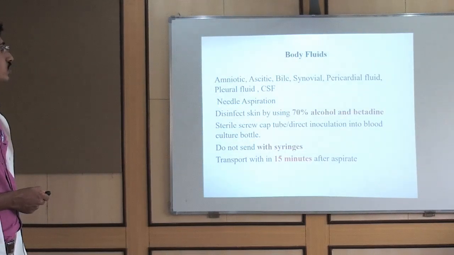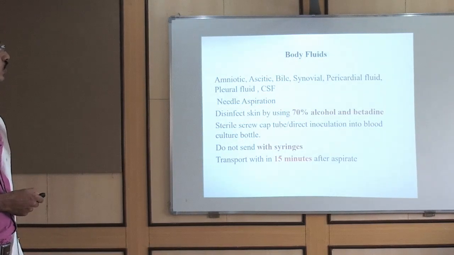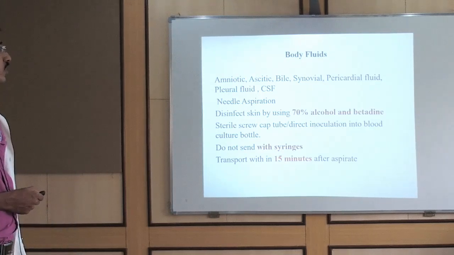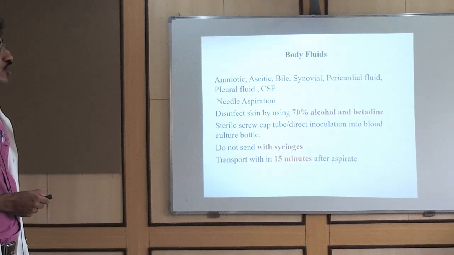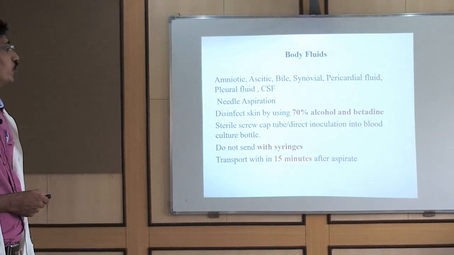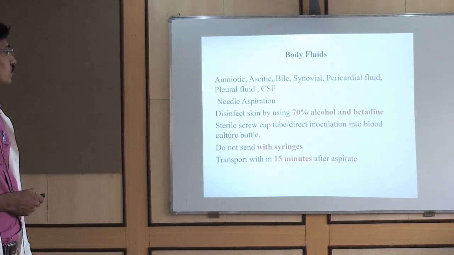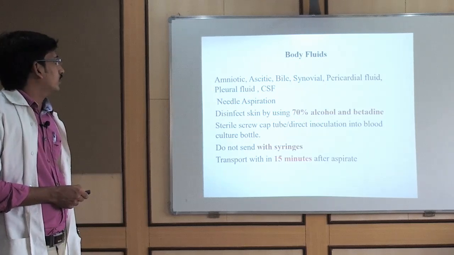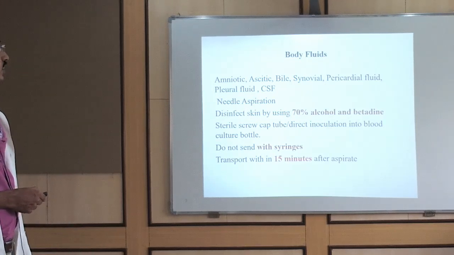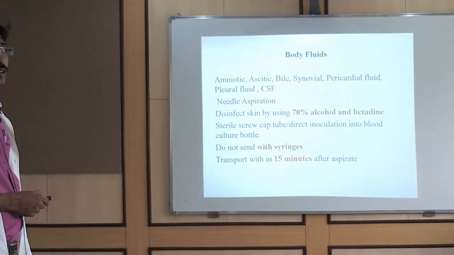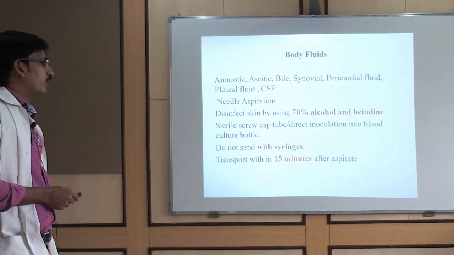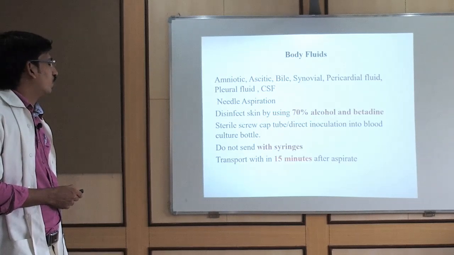Then coming to body fluids. There are so many body fluids available, but of these only a few I mention here: amniotic fluid, ascitic fluid, bile, synovial fluid, pericardial fluid, pleural fluid and CSF. If you want to take any body fluid, same thing: first we apply disinfectant or sterile saline, then insert the needle, then aspirate the amount you want. You want 5 to 10 ml, you take 5 to 10 ml. If you want 10 to 20 ml, you take 10 to 20 ml. How much amount you want, you take.